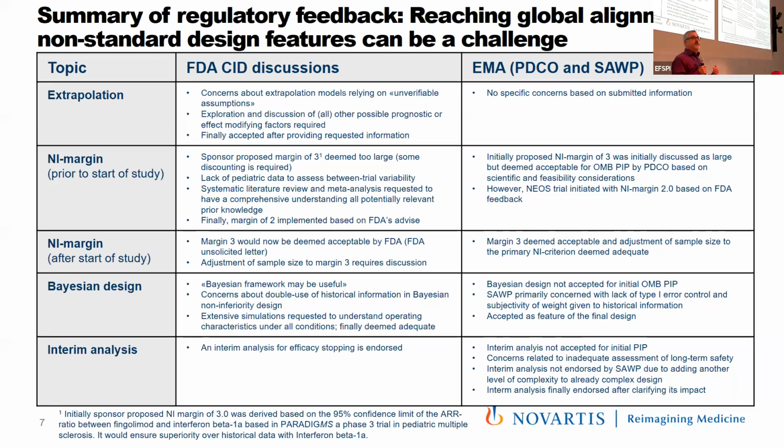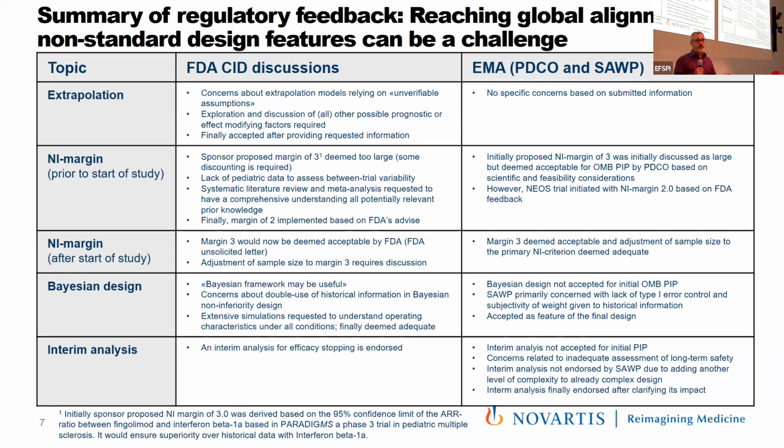And we suggested this non-inferiority margin of 3. I'm not going to explain that in detail, but it comes out of the single pediatric patient, and it would ensure that the new treatments are better than an interferon. So EMA considered this margin large, but also deemed it acceptable in the context of the specific pediatric setting and the rareness of the disease. While FDA said it's too large, and especially it doesn't account for between trial variability.